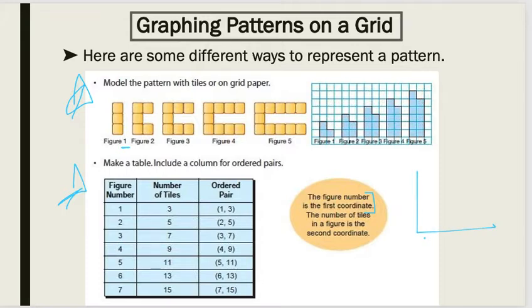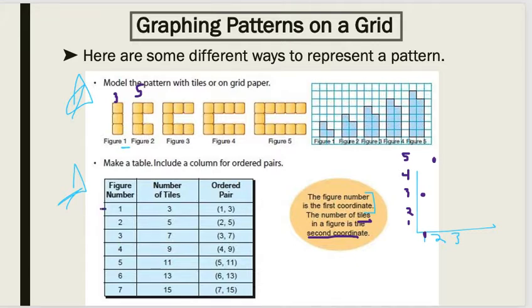So if we have a graph like this, and we have 1, 2, 3, here where there's the 1, that's going to be your first coordinate, because it's figure 1. The second coordinate is going to be the number of tiles. So we're going to count the tiles. That's going to be 3. So you'll have 1 because it's the first figure, and 3 because that's how many tiles there are. Number 2 would be at the 2 section, and it has, count them out, 5 tiles. So it'd go 2 and 5.